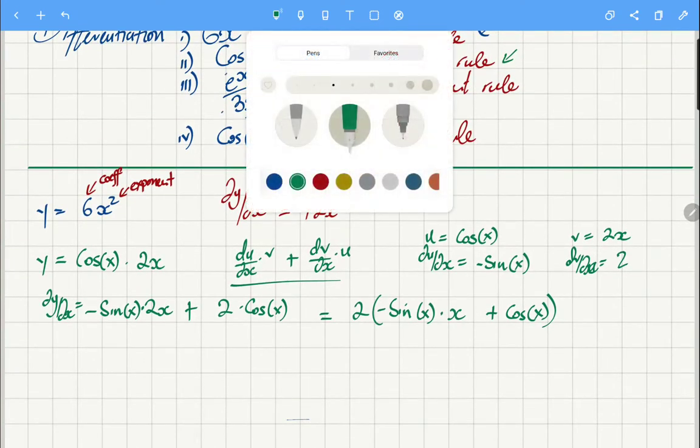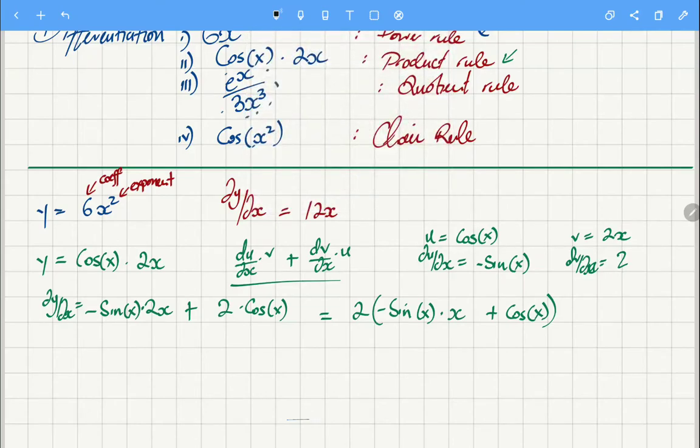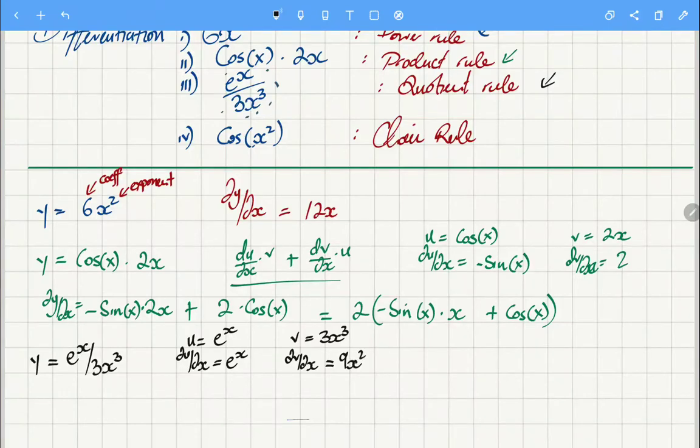Okay, so I'll go into the next one, and I'm going to use a black pen. A third function will be e to the x over 3x cubed. So here I'm going to be using the quotient rule. So my u is e to the x, and then my du over dx is e to the x again. It doesn't change. And then my v is 3x cubed. dv over dx is equal to 9x squared using the power rule.